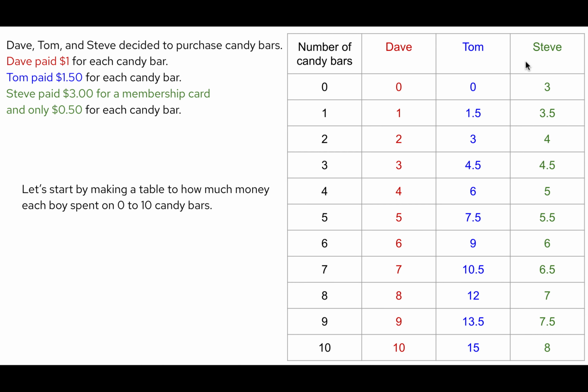And for Steve, even if he doesn't buy any candy bars, he still has to pay $3 because he had the membership card. But then he only has to pay 50 cents for each candy bar. So his increases by 0.5 or 1/2, 50 cents for each candy bar after the 0.